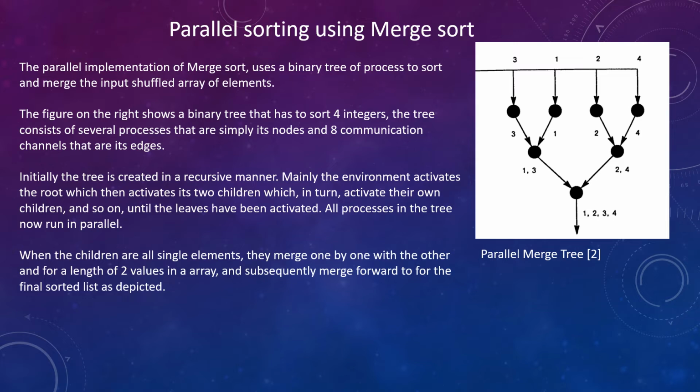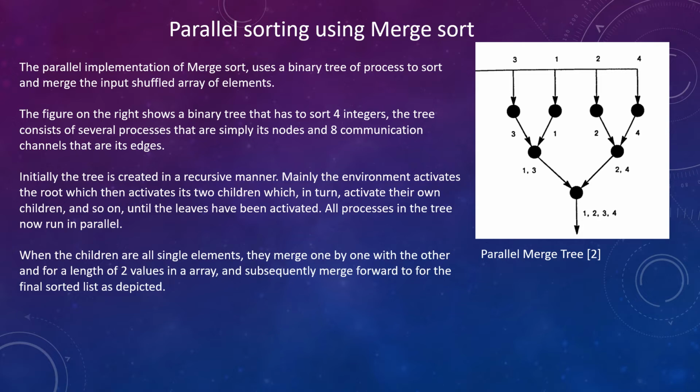The nodes in this figure are basically processes which are in the binary tree. So these are processes which are running. There are 8 communication channels, as we can see, and these are the edges. These 8 communication channels are basically connections between these processes, which send a message from one process to another. It can be a single integer, it can be an array of integers, and that is how a binary tree implementation is basically being used.